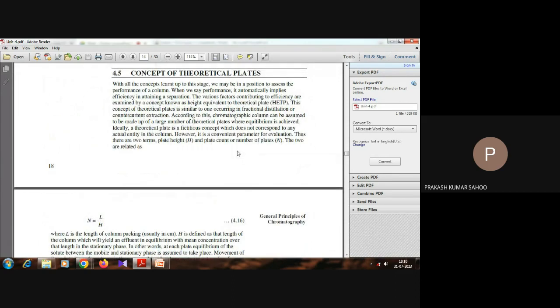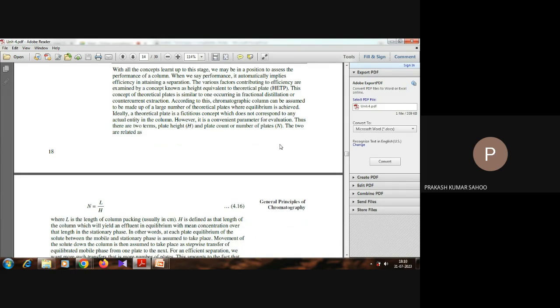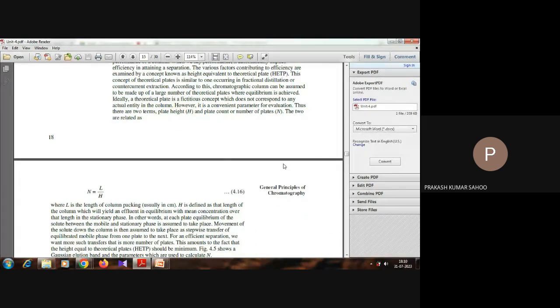With all the concepts learned up to this stage, we may be in a position to assess the performance of a column. When we say performance, it automatically implies efficiency in attaining a separation. The various factors contributing to efficiency are examined by a concept known as height equivalent to theoretical plates, HETP. So there is N equal to L by H, where N is the number of plates, H is the plate height, okay, and L is the length of the column.